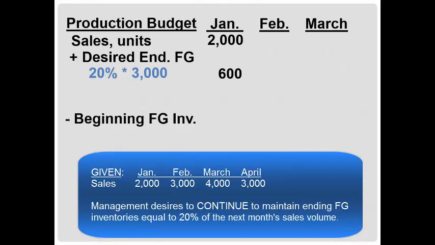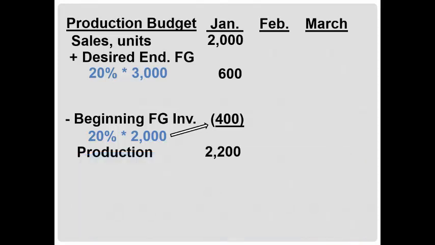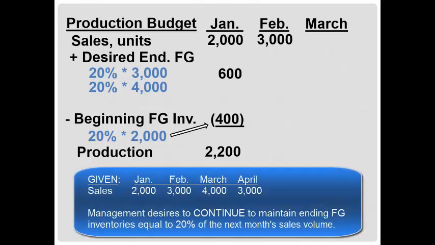Then we'll subtract our beginning finished goods, which will be 20% of 2,000, because you want to begin January, that is end December, with 20% of what you need to sell in January. So that will be 400 units. Your production then will be 2,200 units in January. In February, you're told that you will sell 3,000 units, and you want to end February with 20% of what you're going to sell in March, which is 4,000 units given in the problem. So you want to end February with 800 units.